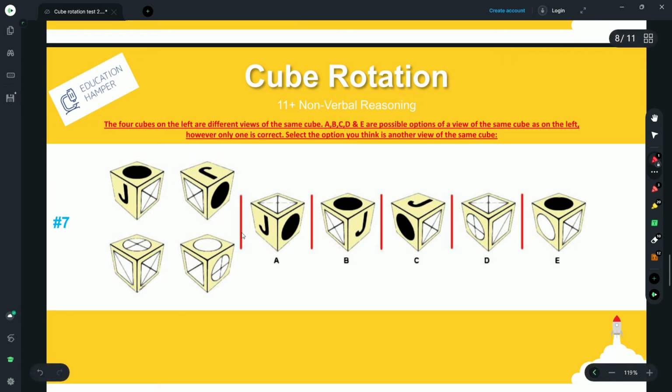Question 7. Here we have the J, circle, and square with a cross. Do we see these three shapes in any of these examples? Yes, we do. However, the side of the J faces the square. Here we have the top of the J facing the square, so this is incorrect. Here we have the back side of the J facing the square. Here we have the front, so that's incorrect. Part C, we have the bottom of the J facing the black circle. Here we see the top of the J facing the black circle, so we can remove that one also.